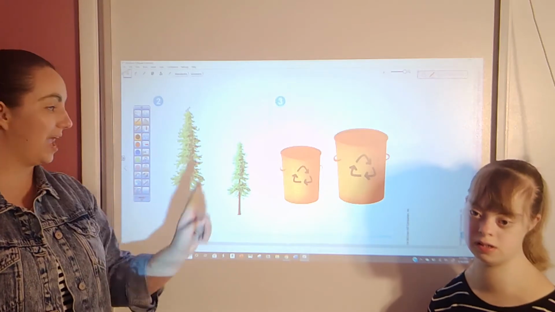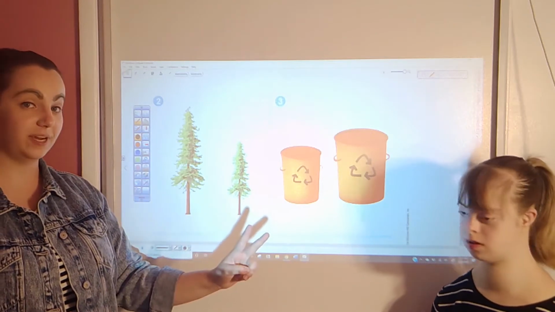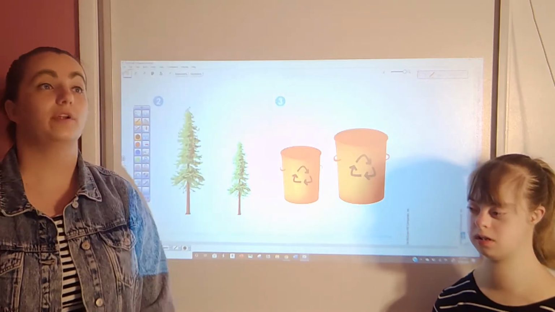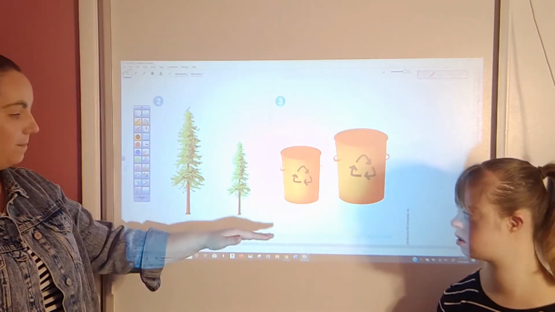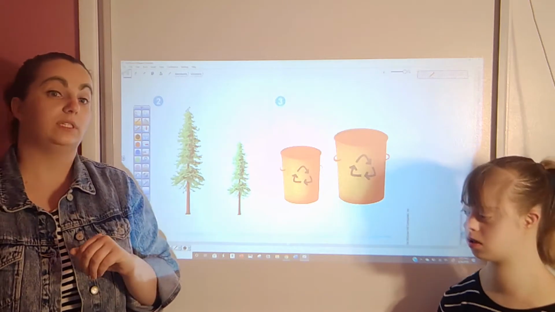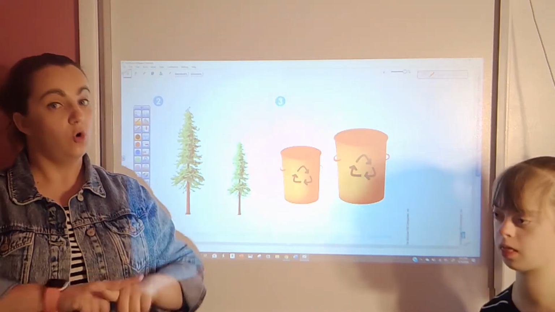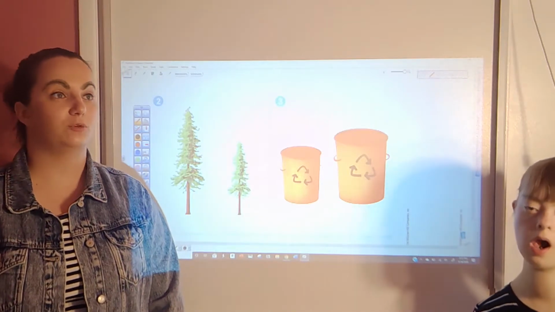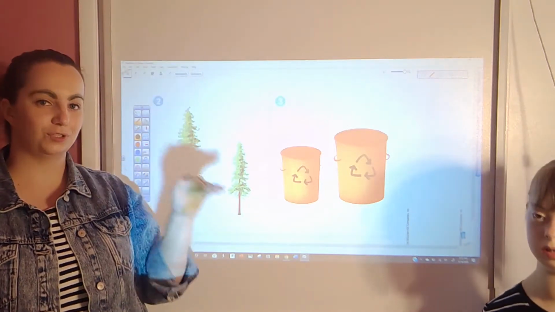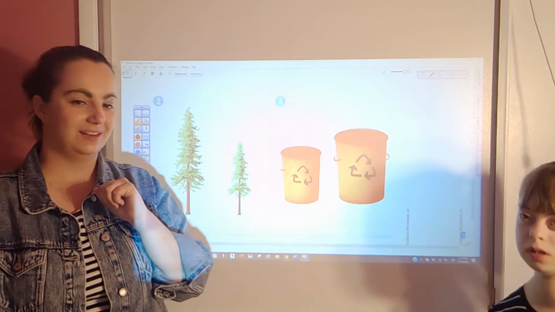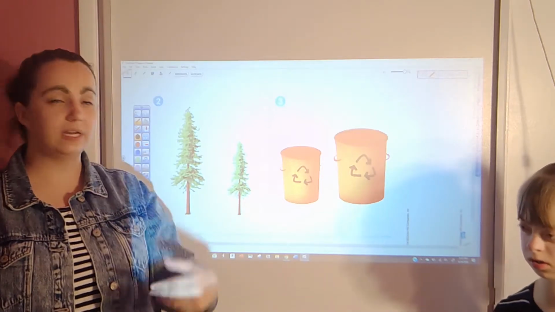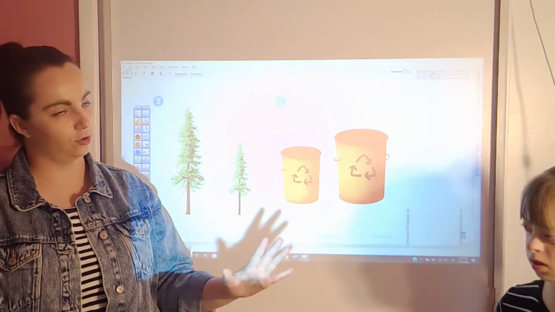I see we have 2 trees that we are going to compare the height, or the measurement of them, from bottom to top. We'll see if they're the same height or different heights. And if they're different, we're going to find which one is taller and which one is shorter. Ready? I'm going to show you my extra helpful steps. If you don't need them on your learning packet, that's okay.